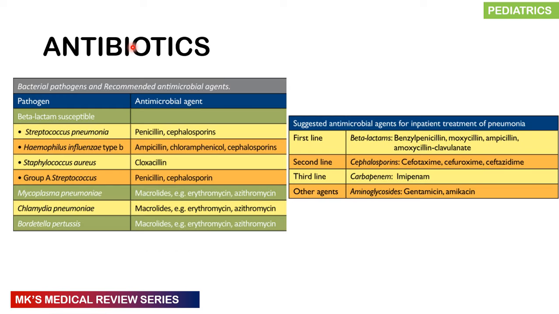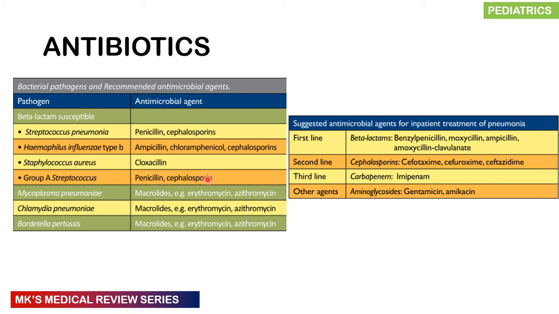So what antibiotics are we going to consider? Generally, we are considering that these organisms are beta-lactam sensitive, or susceptible. So Streptococcus pneumoniae, Haemophilus influenzae type B, Staphylococcus aureus, group A Streptococcus. So these can be treated with those that have the beta-lactam rings, which are the penicillins and the cephalosporins. With pneumococcus, you can use either penicillins or cephalosporins. With Haemophilus type B, you can use ampicillin, chloramphenicol, or cephalosporins. With Staphylococcus aureus, cloxacillin works best. Then with group A streptococcus, penicillins and cephalosporins.